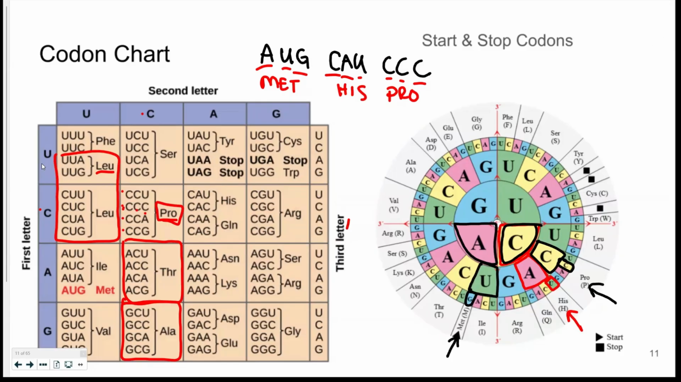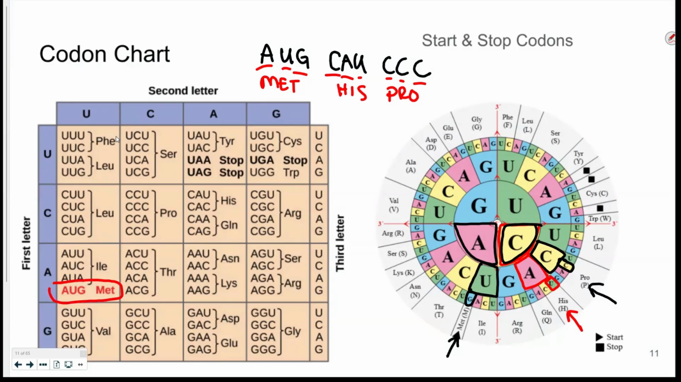Some people like the square one, some people like the circle one. Choose your favorite, go between them, do whatever you want. You're an adult. On exams, if I need you to translate, if I give you an RNA sequence or a DNA sequence, I will also give you this codon chart. You do not have to memorize this. I will make sure that you have both versions available, if I ask you to do those on a quiz or an exam.